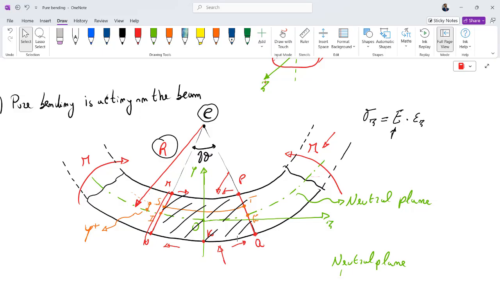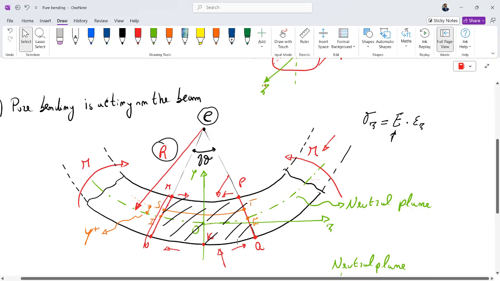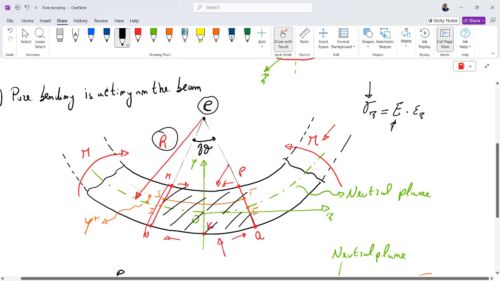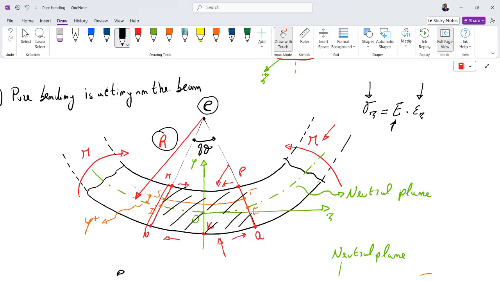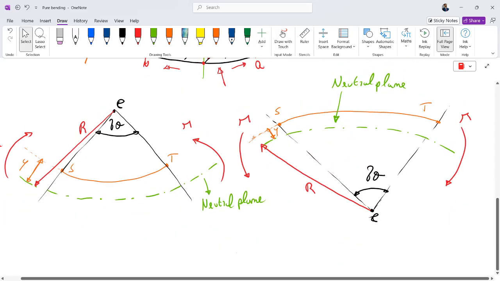On the neutral plane, we said before that the stresses and strains are equal to 0. So the only fiber that remains with length equal to the initial length is the fiber IOG. Now we can derive some relations.